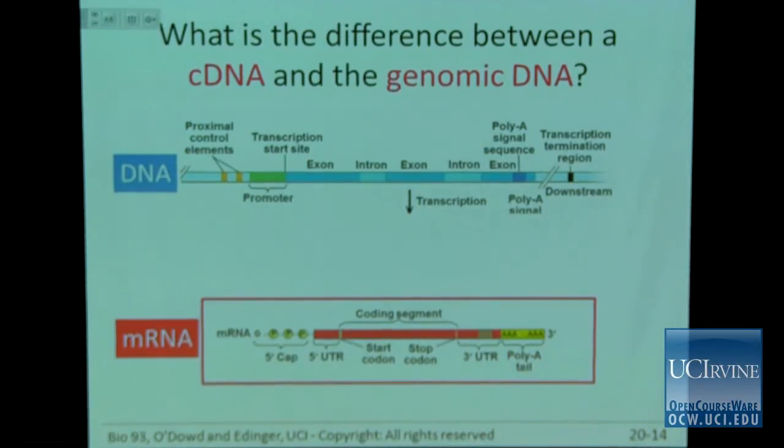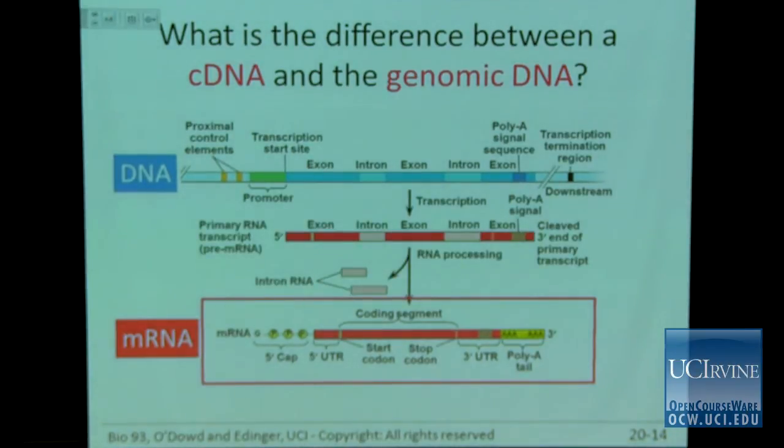Now, I think you understand the difference between a DNA and an mRNA. And a cDNA is a copy of an mRNA. So what's going to be different between a genomic DNA gene and a cDNA of that gene? What's missing in the cDNA? The introns. That's right. Very good. Because the introns were spliced out when it turned into the mature mRNA. So a cDNA won't have introns.